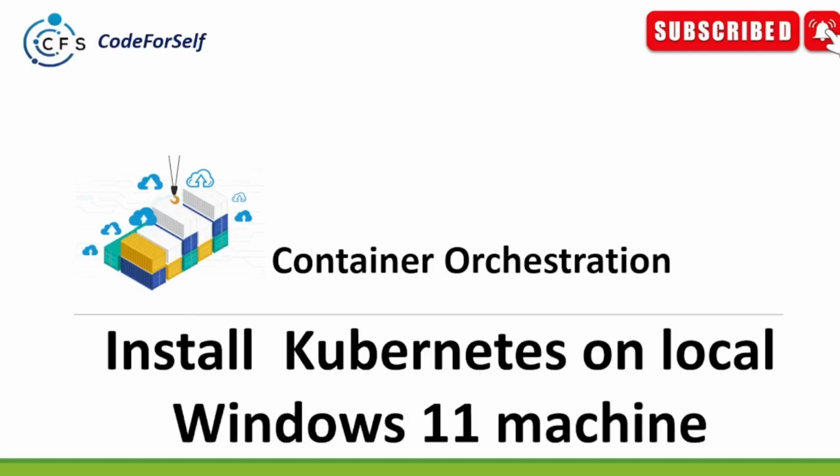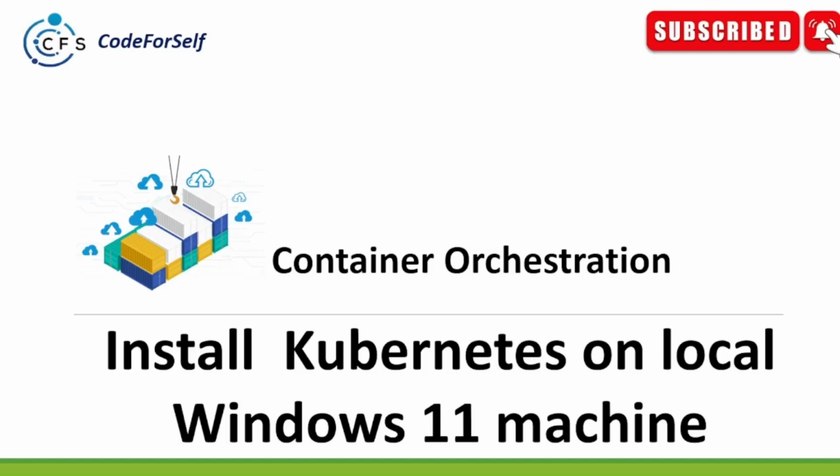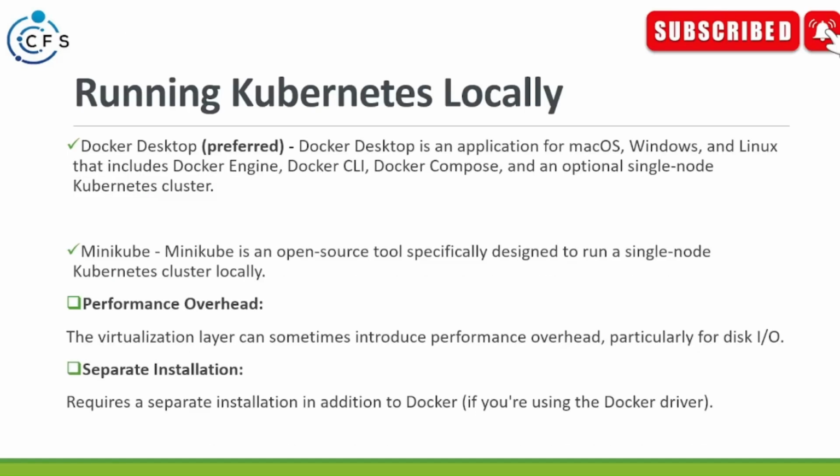Today we are going to discuss installing Kubernetes on a local Windows 11 machine. As the topic itself says, install Kubernetes on a local Windows machine. So let's proceed. To run Kubernetes locally, we have two options. One is Docker Desktop. That is the preferred option.